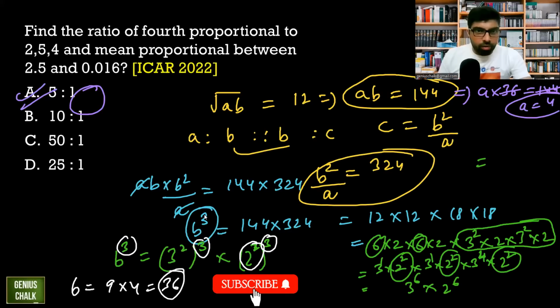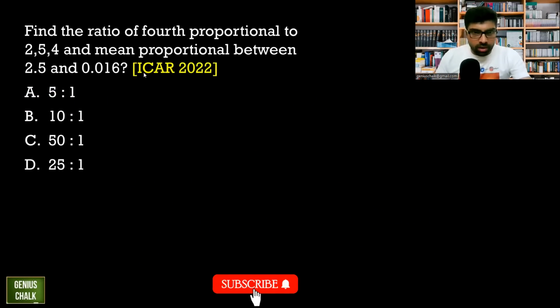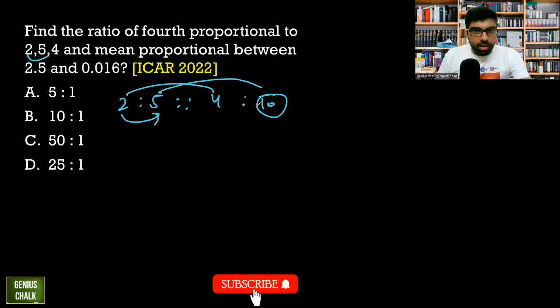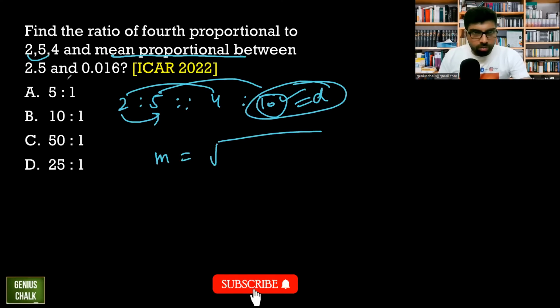Next one, find the fourth proportional to this, and mean proportional this, and then find the ratio. Same type, fourth proportional to 2, 5, 4. You see 2, 5, so that 4 is to what? You see the ratio is 2 is to 5. So this is just double, so this also must be double. So it is 10. So fourth proportional is 10. B is 10. Then mean proportional between this. So mean proportional, square root of both.